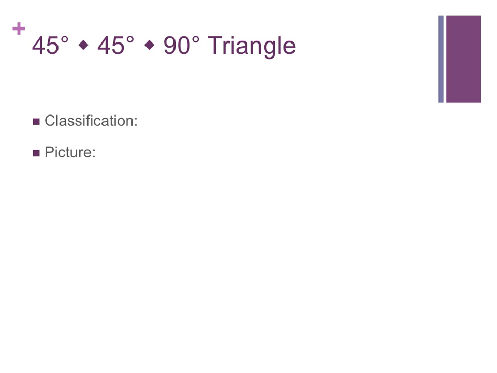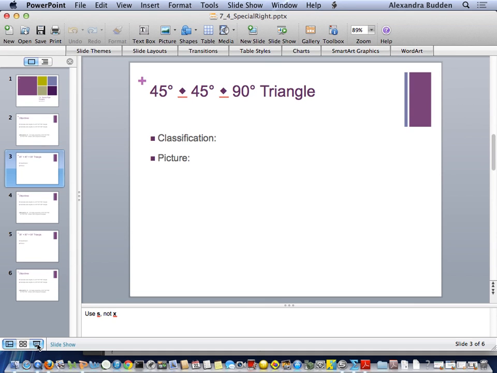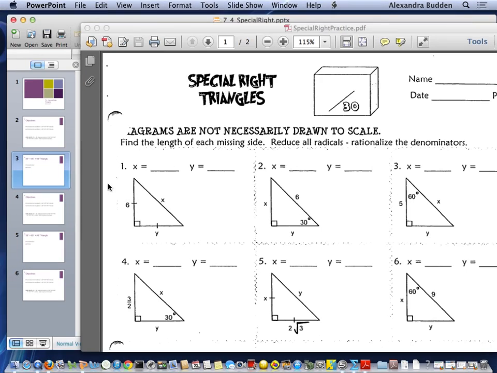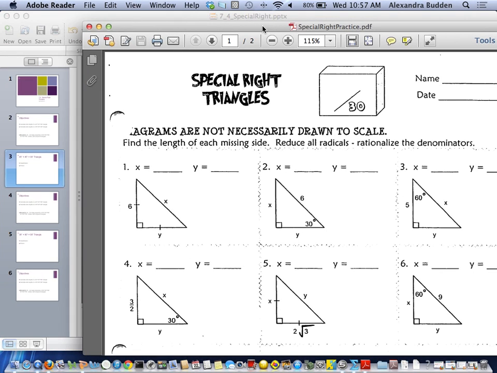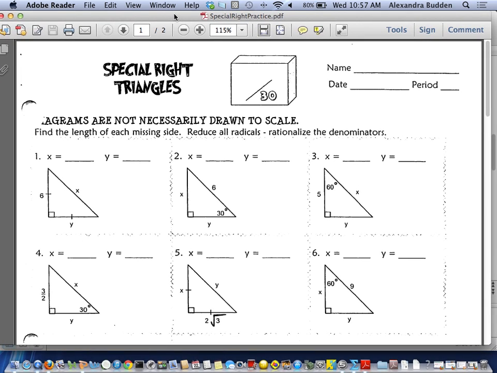Okay, so now if you would take your packet out, please. You're looking for this page right here. I believe it's the third page in your packet. We're not doing all of these problems, but we're going to do a few of them together. We're going to start with problem 1. We know that this is a 45, 45, 90 triangle because two of the legs are marked congruent. So first thing, this is a 45, 45, 90-degree triangle. Under that, you're always going to write L, L, L root 2.